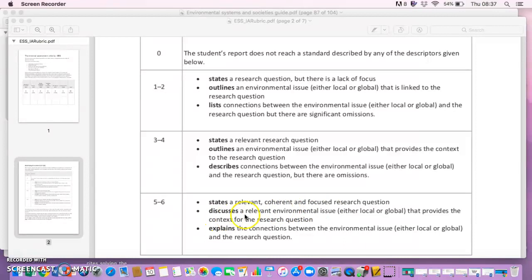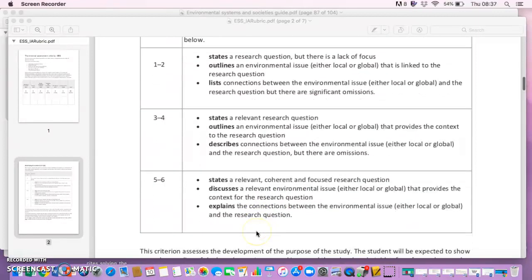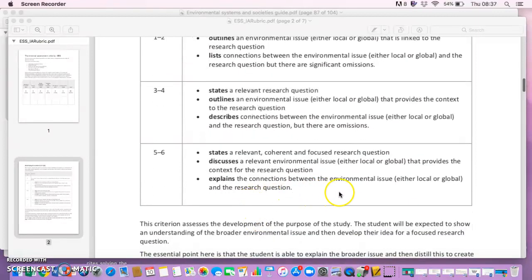Okay, the discussion is relevant to the environmental issues. And you have to provide the context for the research question. So you have to discuss how it relates to ESS, and this section should really include some citations. So it should include some reliable pieces of information from outside sources that you are using in order to set up the context. Then it says it explains the connections between the environmental issue and the research question.